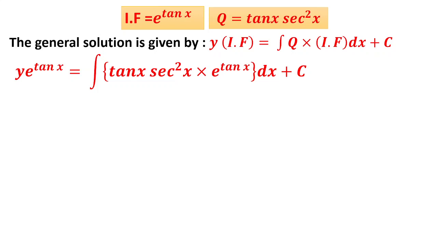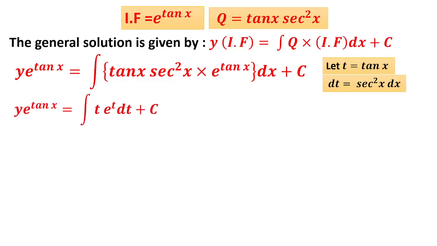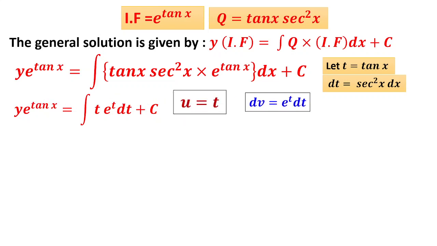Now you can see that the differentiation of tan x is inside the integral. Let us try to solve the problem by means of substitution. Put t is equal to tan x, dt is equal to secant square x dx. Tan x is t, secant square x dx is dt, and e power tan x is e power t. We got an integral which can be done by integration by parts, that is polynomial and exponential. Take u as t and dv as the remaining e power t dt, so du is equal to dt and v is equal to e power t.